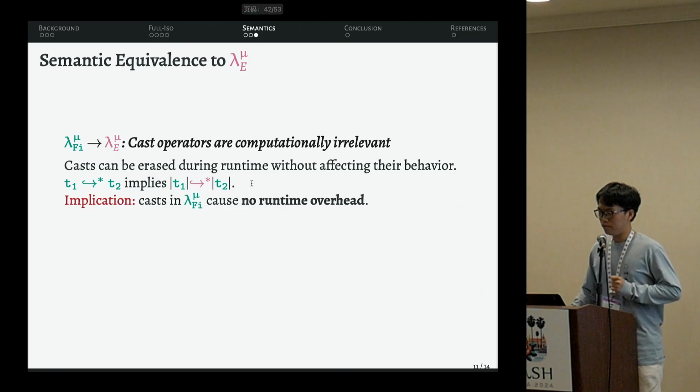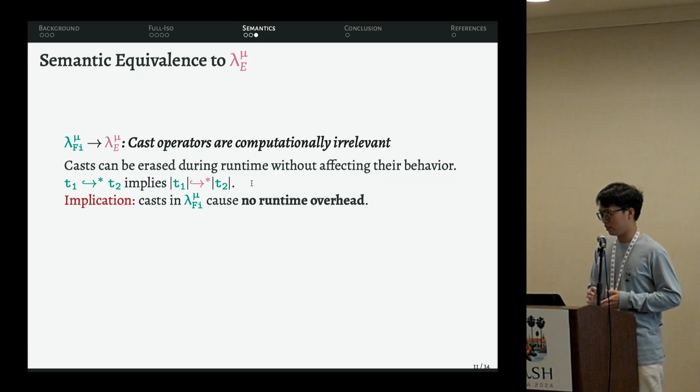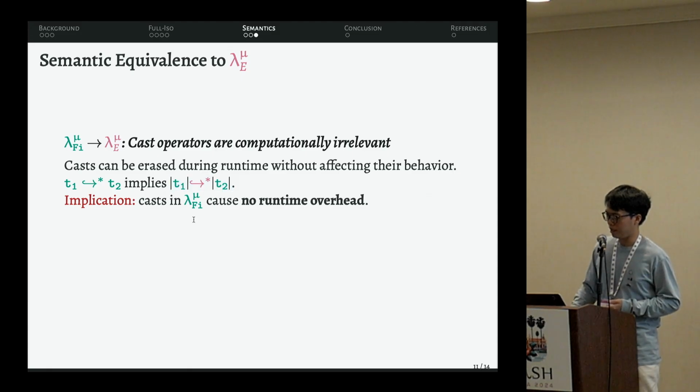And this theorem actually has an implication that our casts cause no runtime overhead. So in practice, you don't have to worry that the cast operators can get too large, because if you really want to evaluate our cast expressions efficiently, you can just erase them and adopt the equi-recursive semantics.